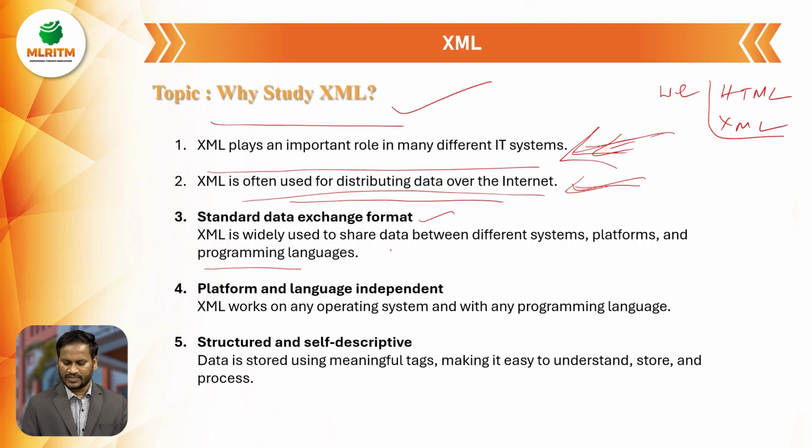XML is widely used to share data between different systems, platforms, and programming languages. This is the third one. And the fourth one: platform and language independent. So we know this word. XML works on any operating system. We can easily download it, no need to pay anything. So that is why it is platform independent.